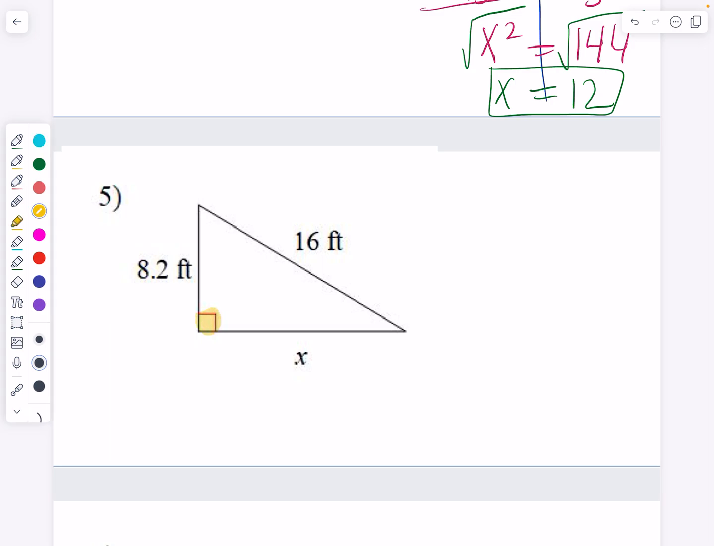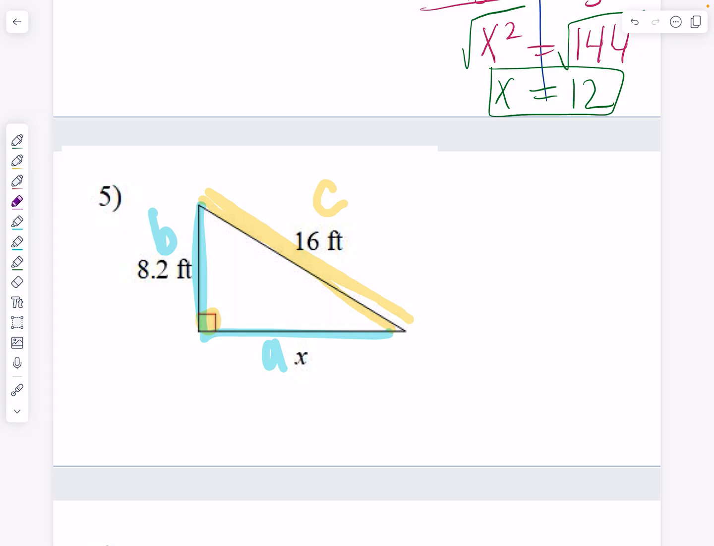And so here's our right angle. Here's our hypotenuse. So that's going to be my C value. And then here are my legs, A and B. I'm going to label this one A. I like to put my variable as A every time. It just makes it a little bit easier and it makes the process for solving the equation the same. So we're going to say x squared plus 8.2 squared equals 16 squared. So again, we want to get x by itself.